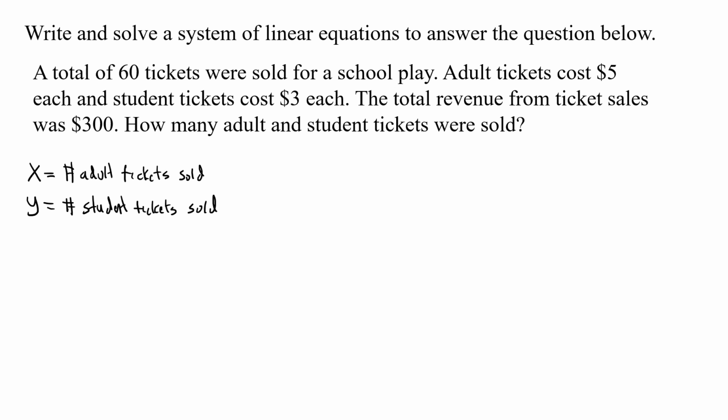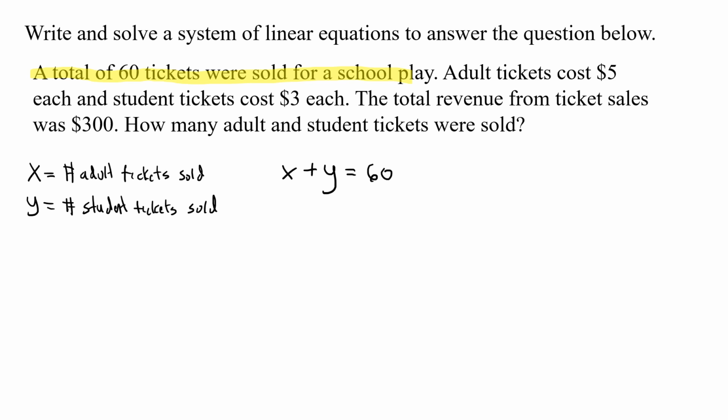Okay, so what are we told about the problem? Well, we'll highlight this, seems to be nice. So first off, we're told that there's a total of 60 tickets sold. So that means when you take the number of adult tickets sold, x, and you add them to the number of student tickets sold, y, that total sum should be 60.